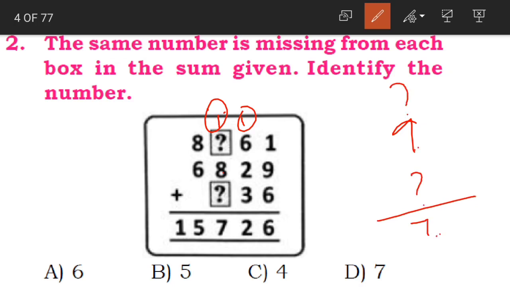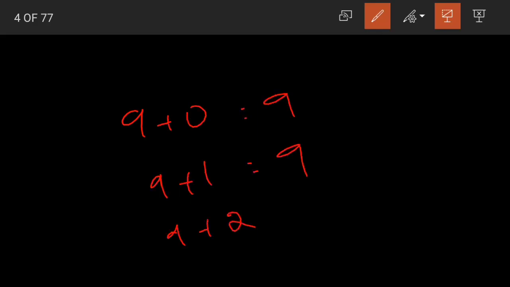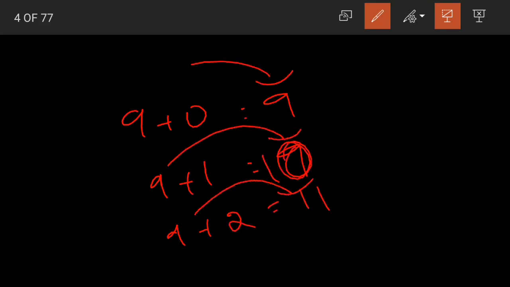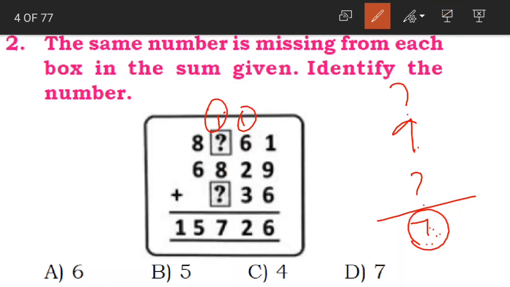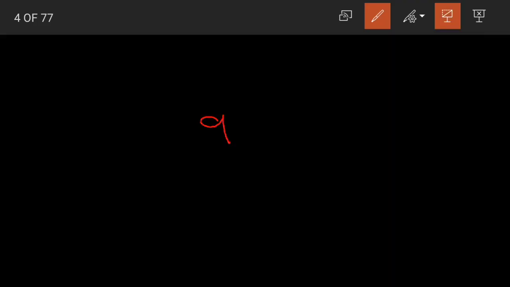Now we know that we cannot get 7. See, 9 plus 0 is equal to 9. 9 plus 1, 10. 9 plus 2, 11. So any number we add, the sum will be greater than 9 only. Here it is less than 9. Yes, 7 is less than 9. So what do we assume? We assume that it is either 17 or 27.